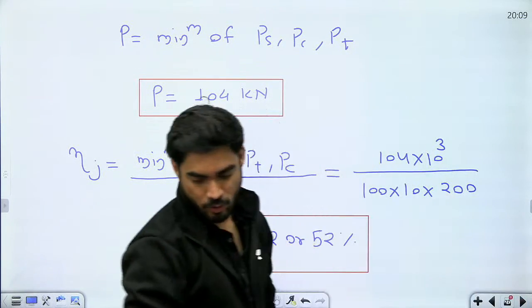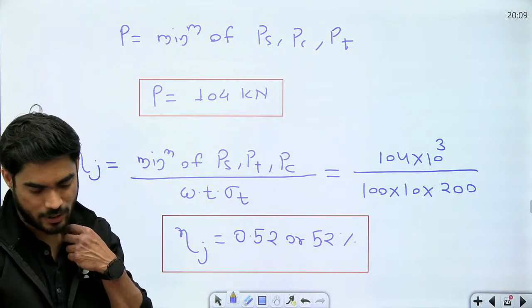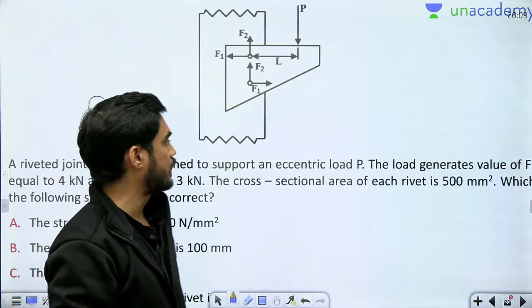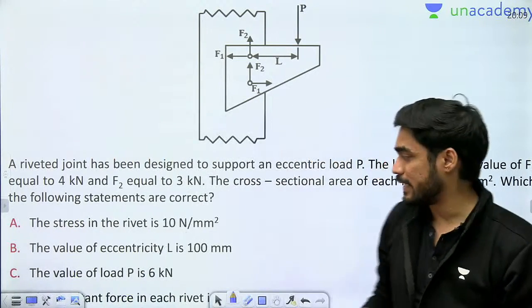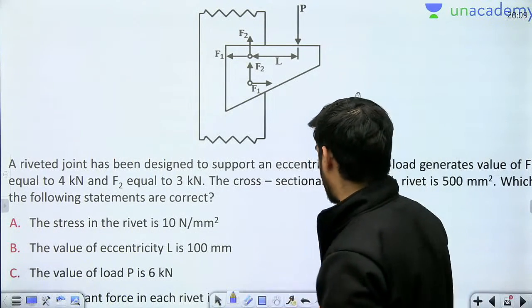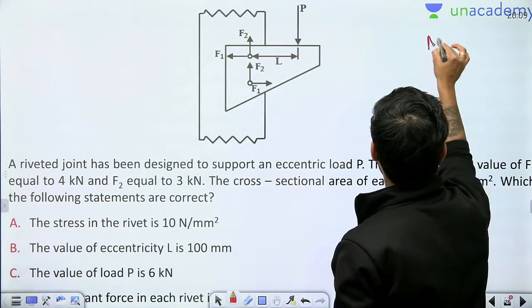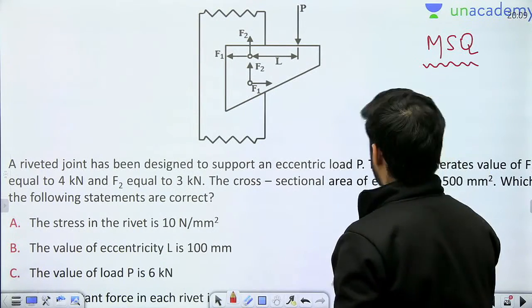Okay, so shall we move on to the next question? Very good Sveksha, very good Nitish. Let's move to the next question. This question is a very interesting question, and let me tell you that this is an MSQ. This is an MSQ question, my brother.